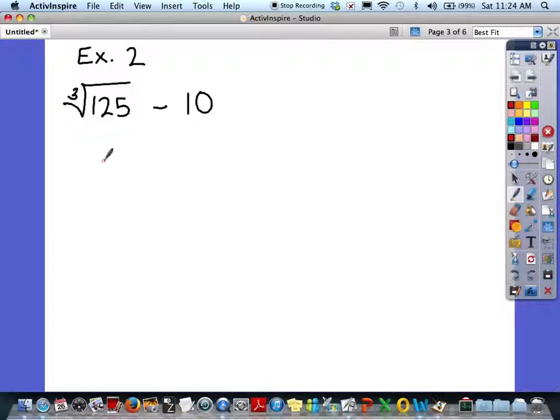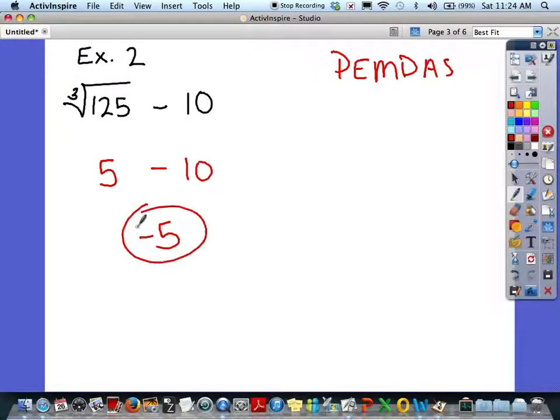I happen to know that's 5. So we have 5 minus 10. This is the cube root of 125 minus 10. So I've done my PEMDAS here. I've taken care of my exponents. And now I've got to take care of my subtraction. So now I'm at 5 minus 10, so negative 5. That's my final answer. All right, so it's really that simple. You're just kind of answering what the cube root of 125 is, throwing that into your expression and doing the math.